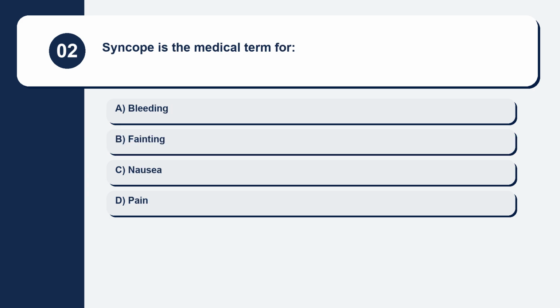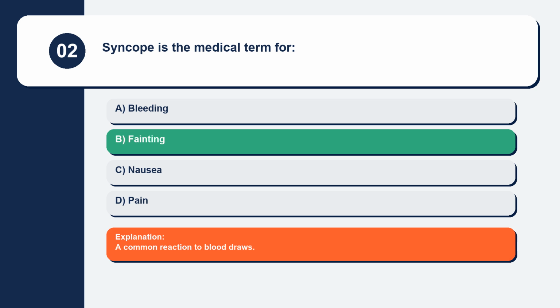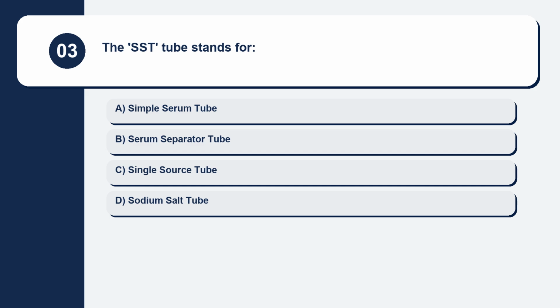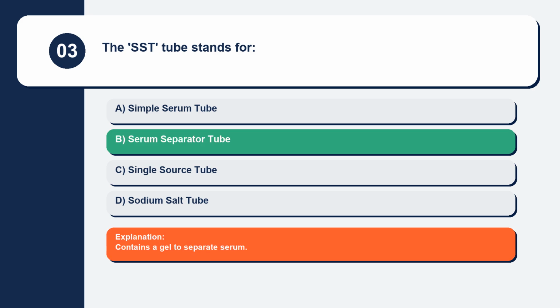Question 2. Syncope is the medical term for bleeding, fainting, nausea, pain. A common reaction to blood draws. Question 3. The SSD tube stands for simple serum tube, serum separator tube, single source tube, sodium salt tube. Contains a gel to separate serum.